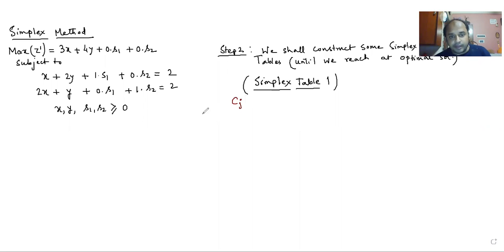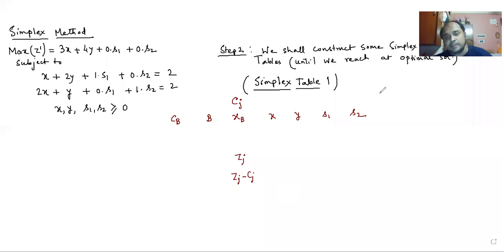Cj, here I shall write Cj, then below this I shall write xb. Preceding to that I shall write capital B, preceding to that I shall write cb, and corresponding to this, how many variables are present in the system? X, Y, S1, S2, 4 variables are present. I shall write all the 4 variables, X, Y, S1, S2. Below that, I shall write a quantity called Zj, and there I shall write Zj minus Cj.